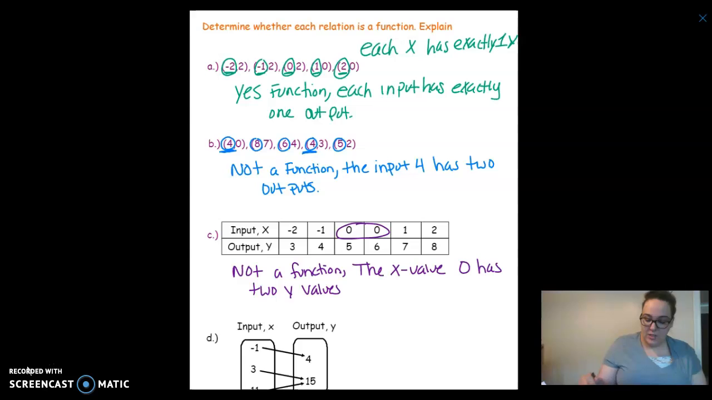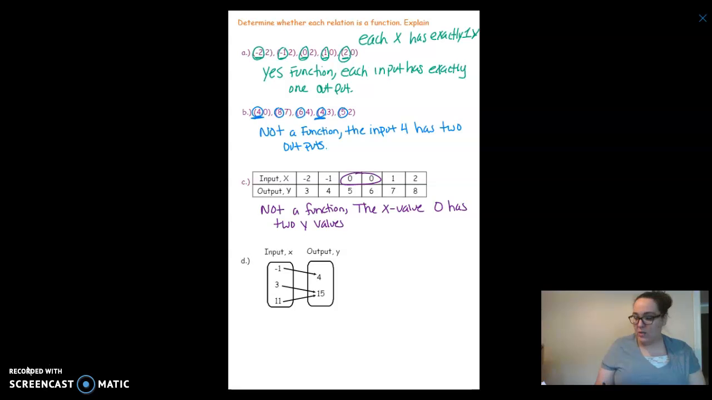Here's the next one, and this one is in the view of a mapping. How a mapping is described is on the left I have my input values, on the right I have my output values, and each arrow shows what the input goes to. Is this a function or not? If you look here, each arrow is only going to one place. Each input is going to one output. It doesn't matter that they go to the same output, but each input is going to only one spot. So yes, it's a function, and you could say each x has exactly one y.